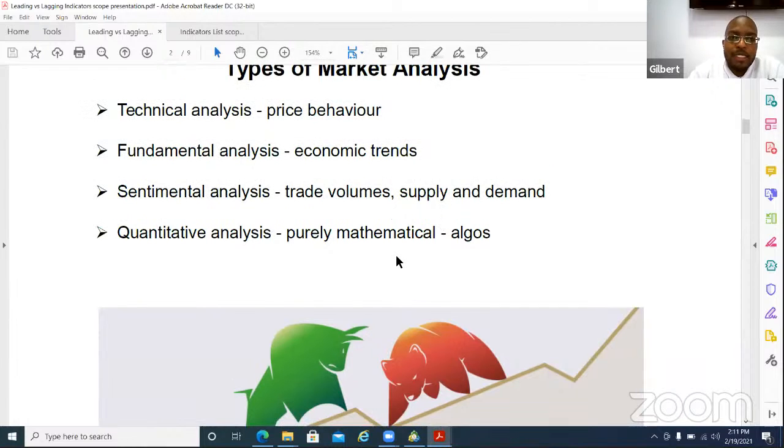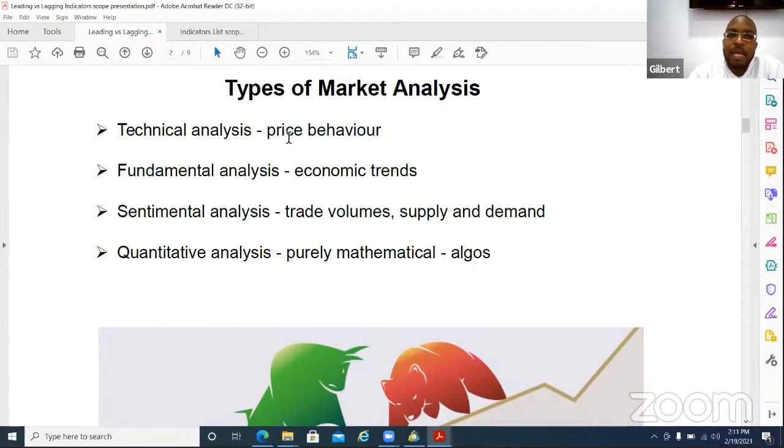Then we also have quantitative analysis, and quantitative analysis is a branch of technical analysis. Technical analysis has elements of visual analysis, right? But quantitative analysis is purely mathematical. So in this case, we are not using charts, we're not using graphs, we are using algorithms, and in some cases complex algorithms that break down that information that's coming into the market, mostly from the price and volume aspect.